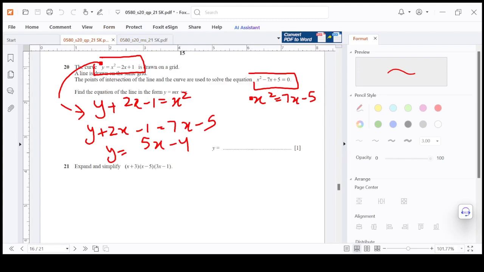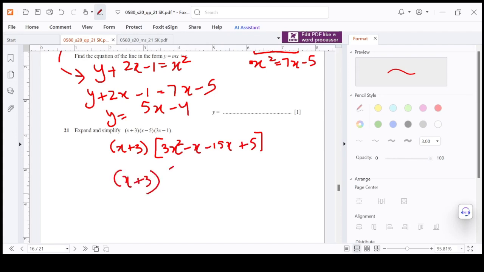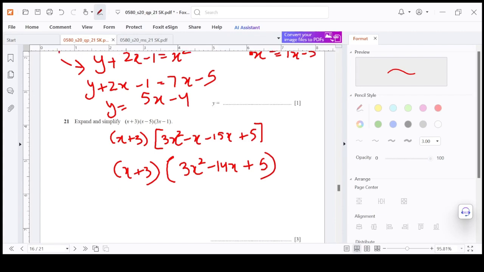Yes, that is correct. Now we need to expand this. So what I'll do, I'll expand the last two brackets first and then multiply it with the first bracket. So it becomes 3x squared minus x minus 15x plus 5, x plus 3. This gives 3x squared minus 14x plus 5. Sorry, it's minus 16x, not 14, because minus x minus 15 is minus 16.